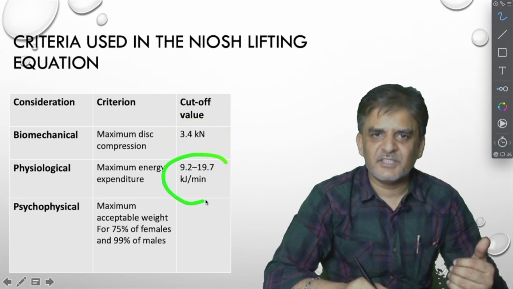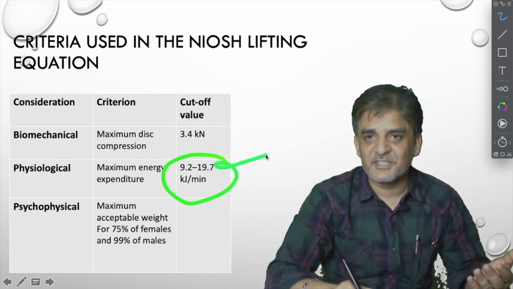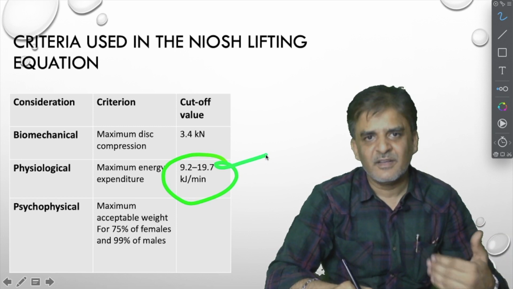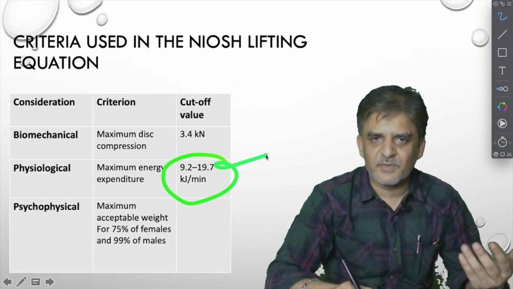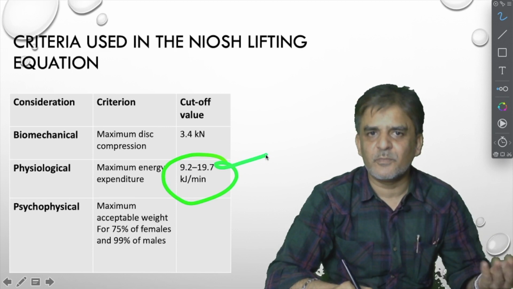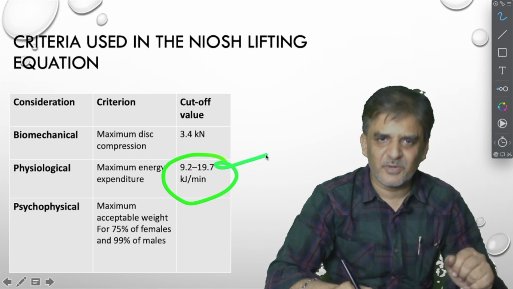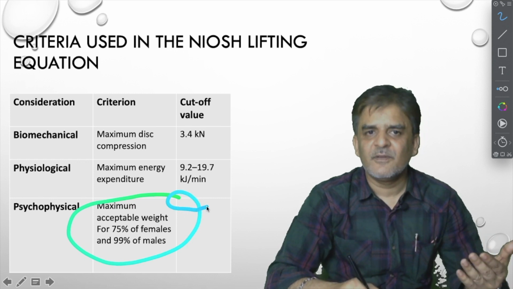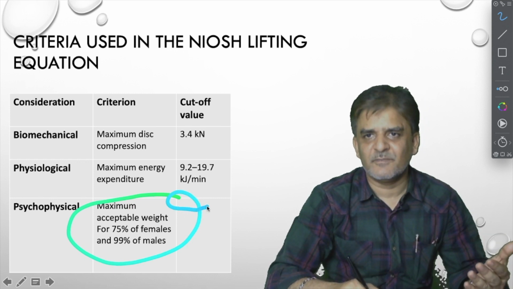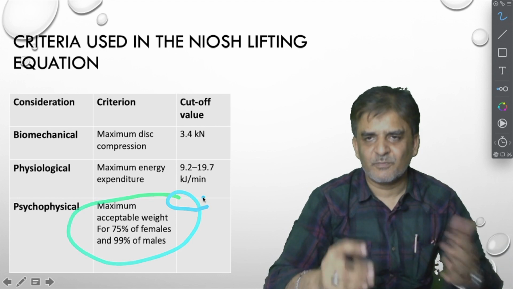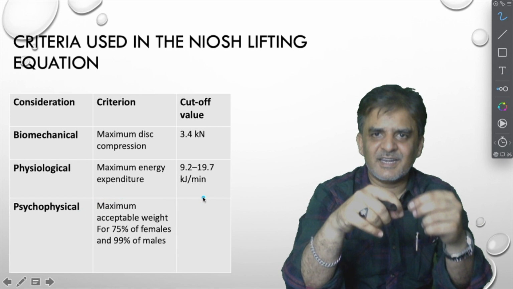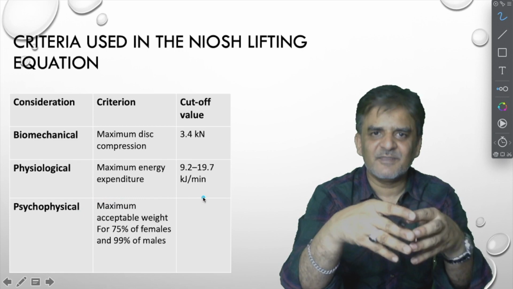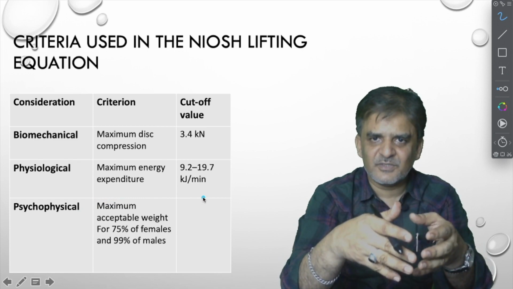Second is the energy consumption, the energy expenditure of the body. Either we calculate it in terms of oxygen intake, or in terms of heart rate, or in other ways we can find out the energy expenditure. It should not go beyond 19.7 kilojoules per minute. And third is acceptability. Acceptability should be for the maximum population involved in that particular task. Based on acceptability, we get the assurance of that particular technique, whether it is going to be accepted, whether it is going to reduce the risk of injuries or not.